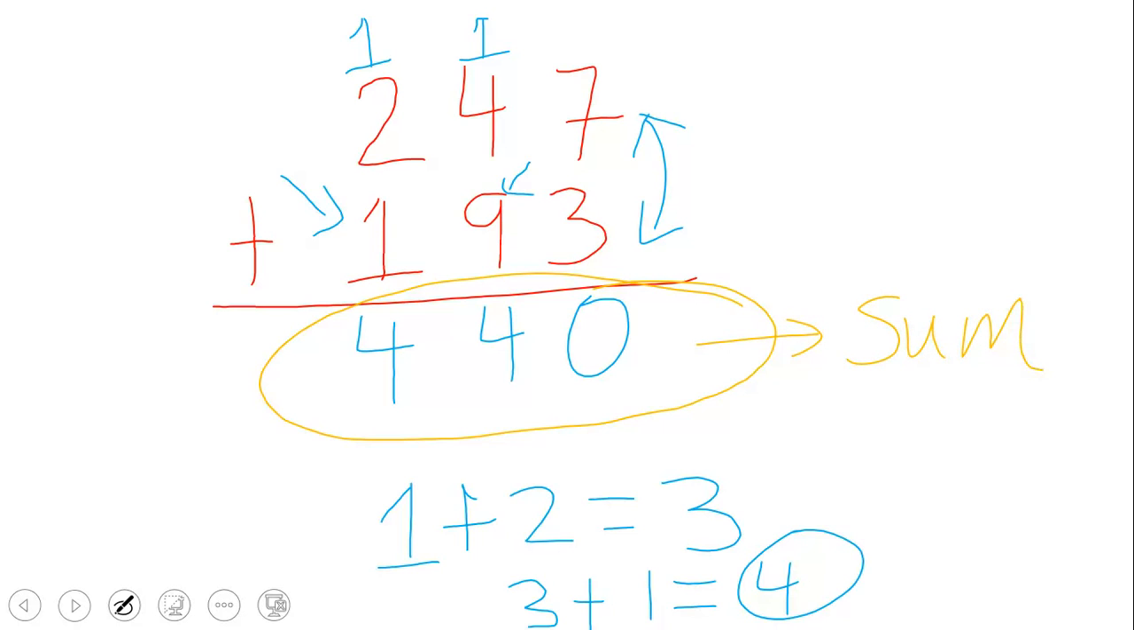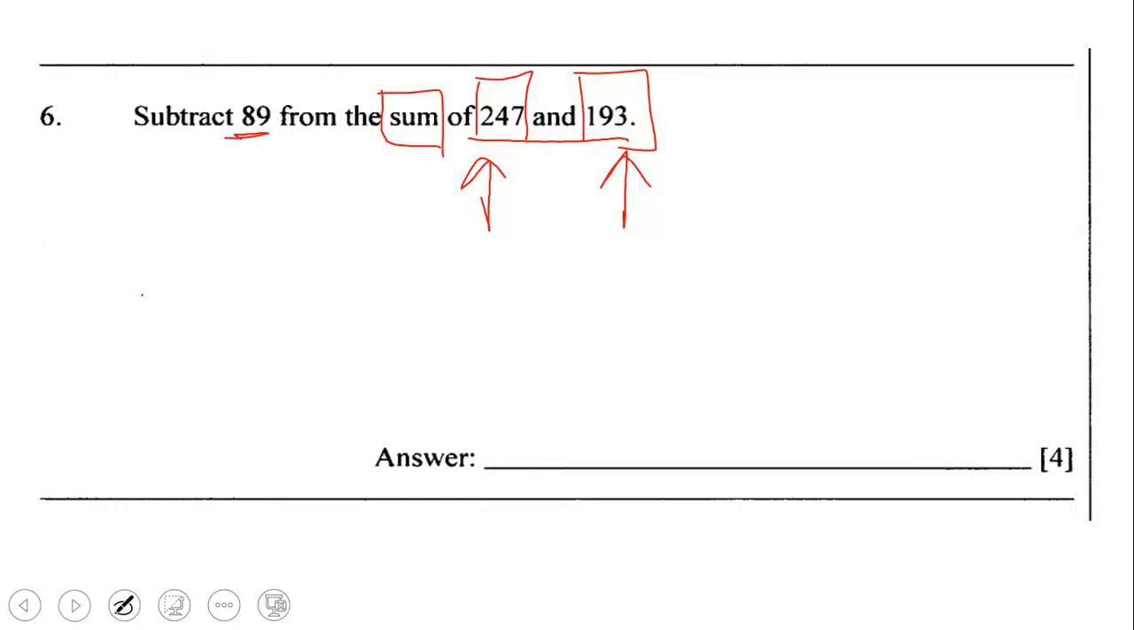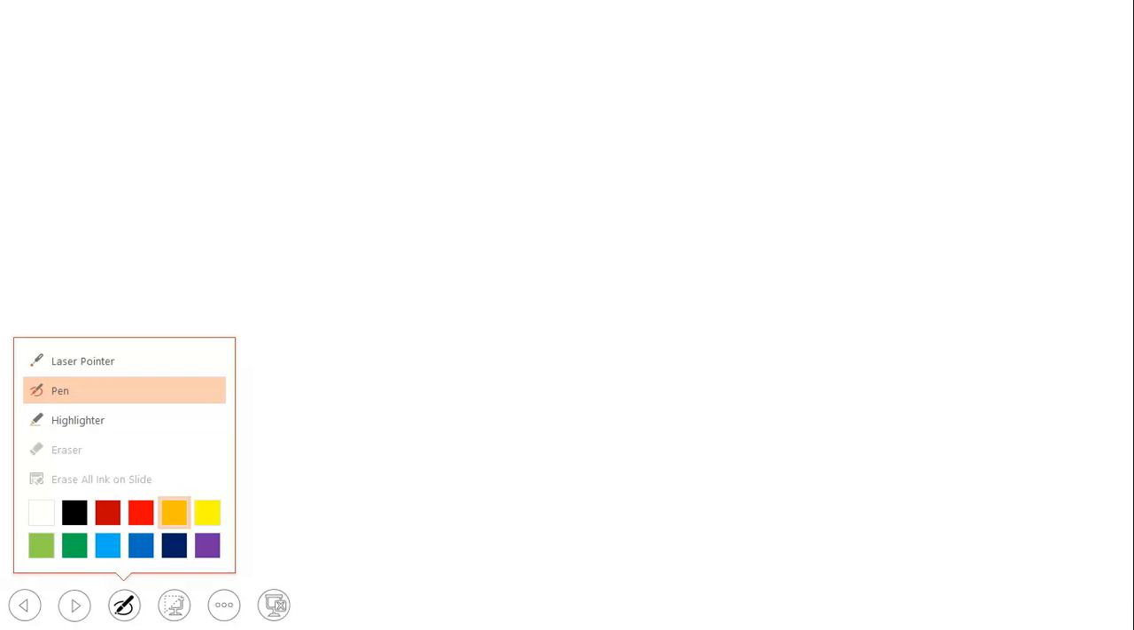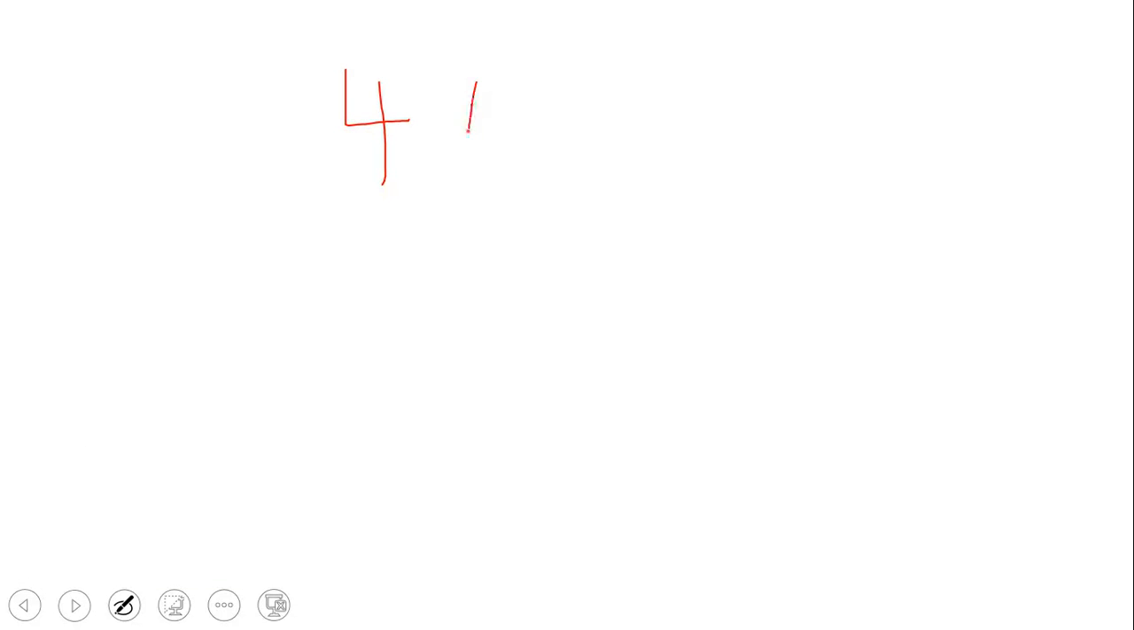Okay, so that's the sum, but we're not done yet. There's something we have to do with this sum. We have to engage this sum in a subtraction. They tell us to subtract 89 from the sum of 247 and 193. So let us subtract 89 from 440. Let me erase. So we have 440, and don't forget the subtraction sign, and we want to subtract 89 from 440.